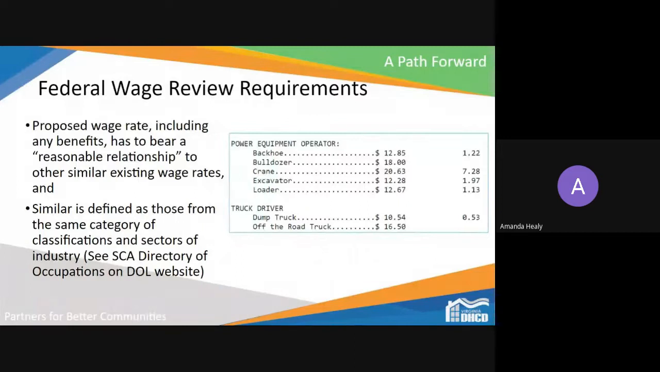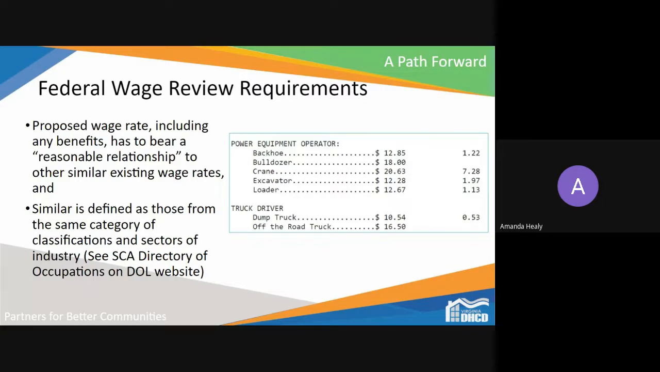Federal wage review requirements. So the feds, when you look at this from the federal point, they want to make sure that the proposed wage rate has a reasonable relationship to other similar existing wage rates, and that it's the same classification, the same category of classifications and sectors of industry. And whenever I have a question about whether or not it's in the same category, I always look at the SCA Directory of Occupations on the DOL website. And that's a great source of information if you have to do a lot of Davis-Bacon work.